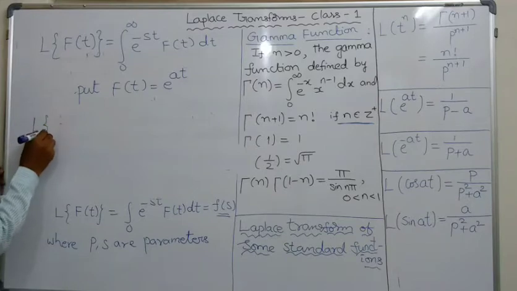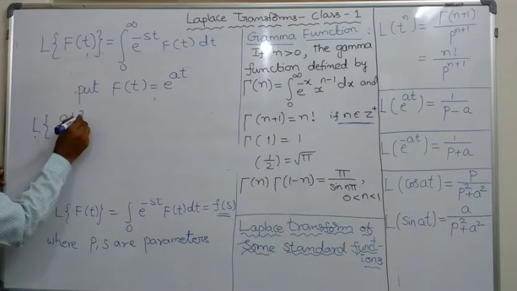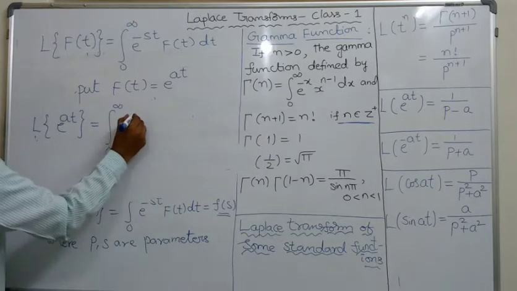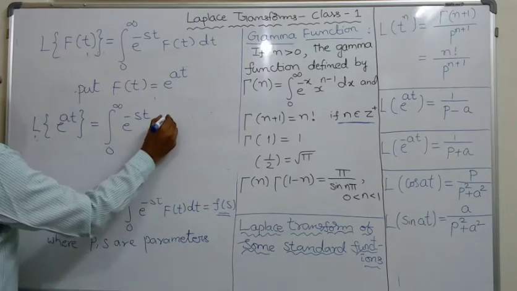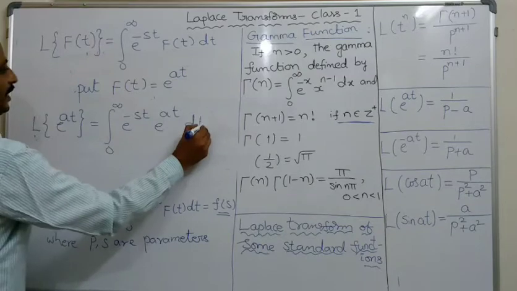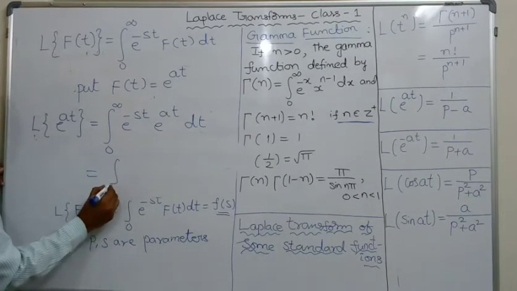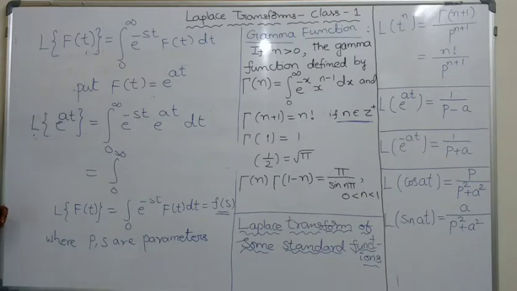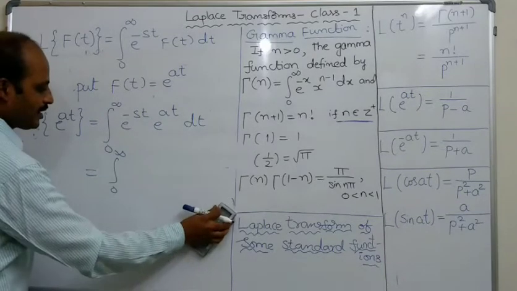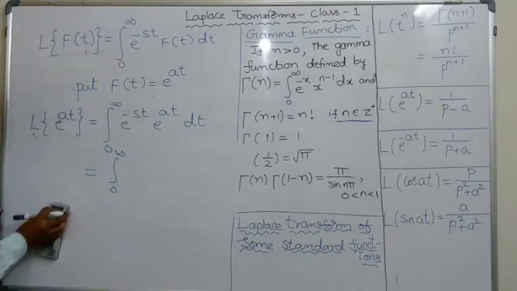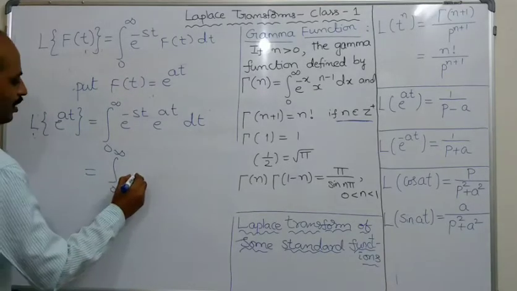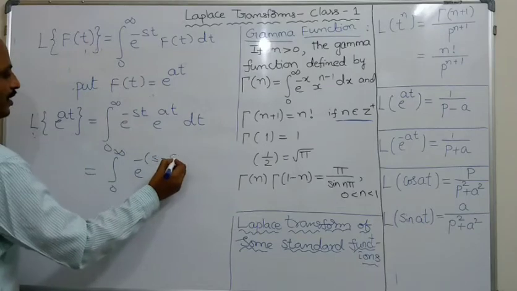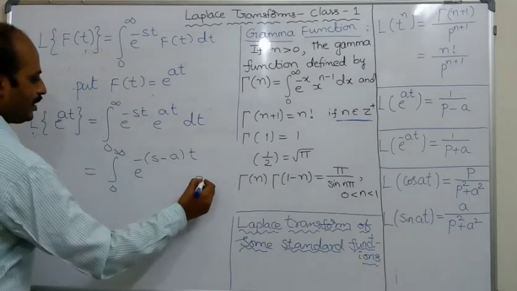Then Laplace transform of e power at is equal to integral 0 to infinity e power minus st e power at dt, which is equal to integral 0 to infinity. We know the basic formula a power m into a power n is a power m plus n, so this is e power minus of, by making minus common, s minus a into t dt.